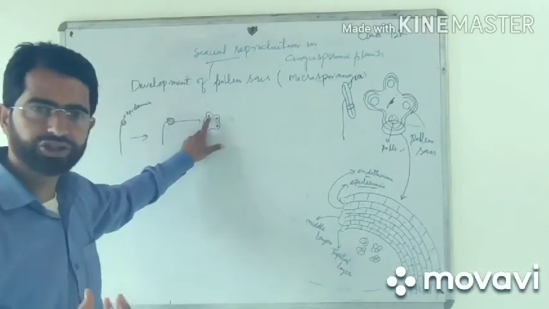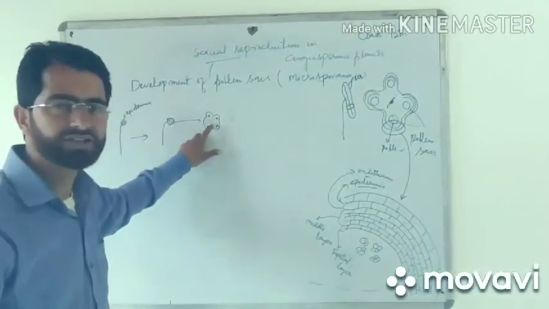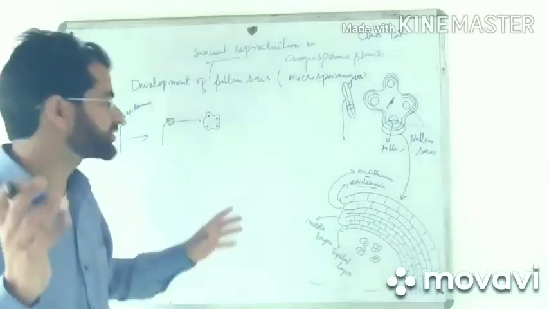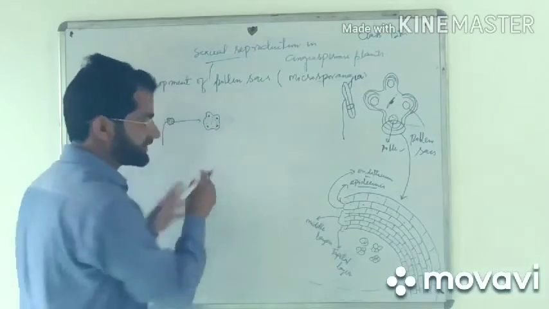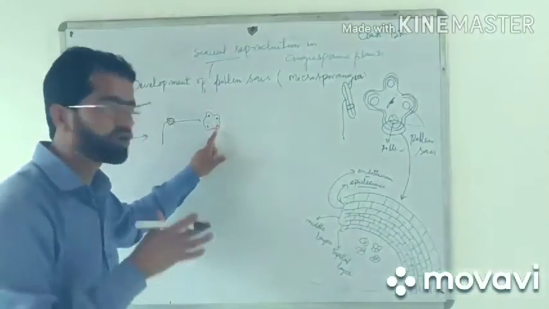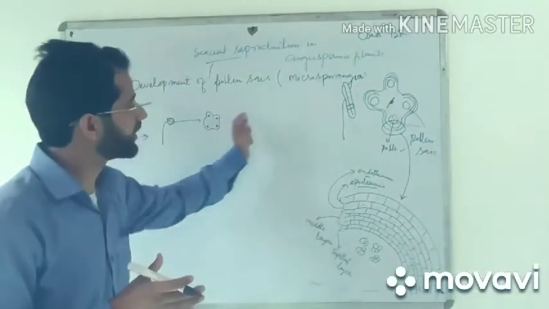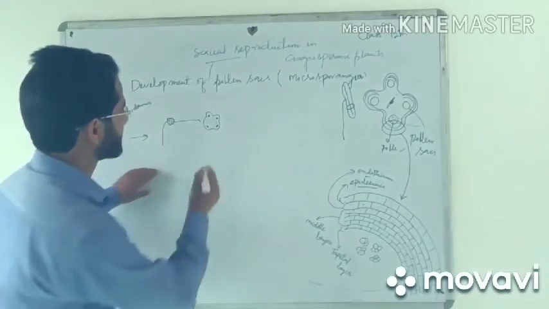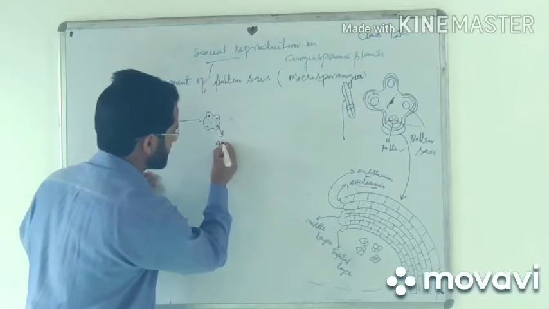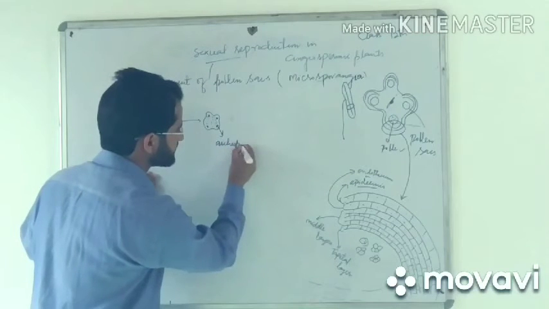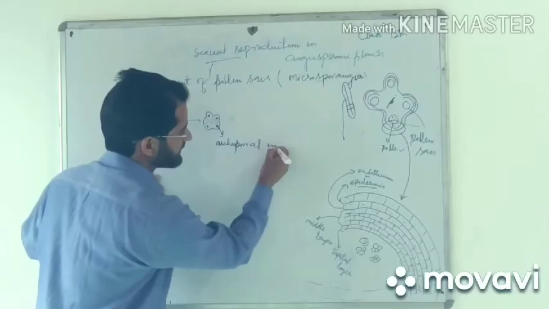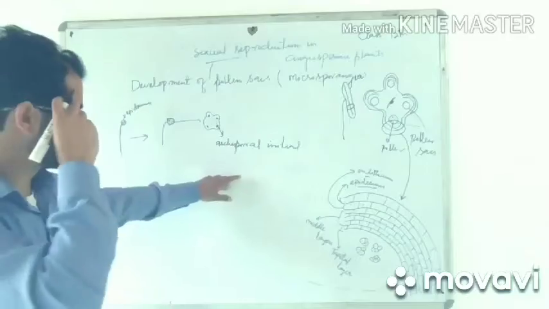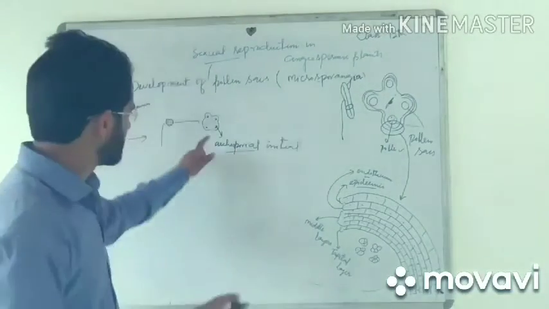Some cells get differentiated or distinguishable from the rest of the meristematic cells by developing dense cytoplasm and side by side having a conspicuous nucleus. These cells which develop dense cytoplasm and have a conspicuous nucleus are destined to form the whole structure of the anther. And those cells are called archesporial initials.